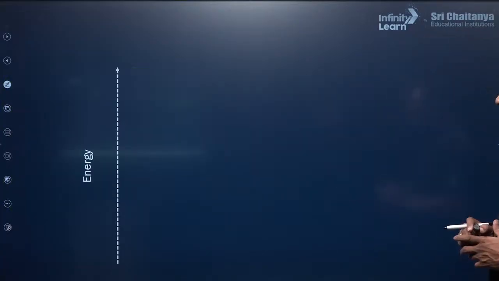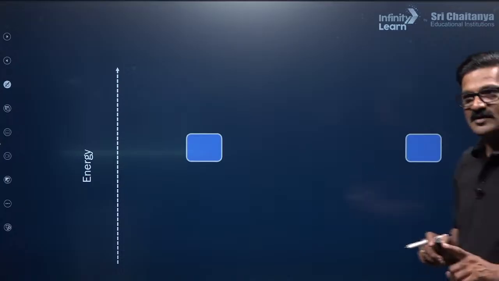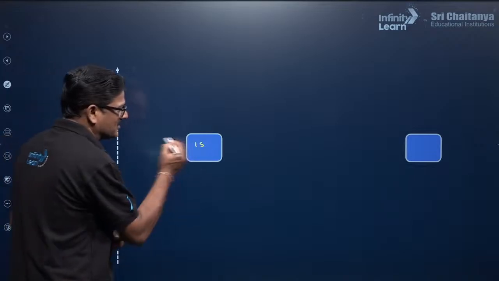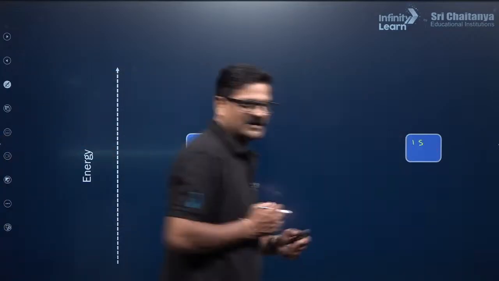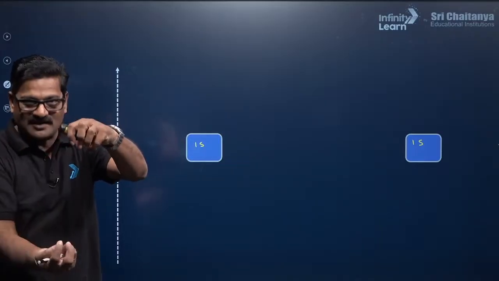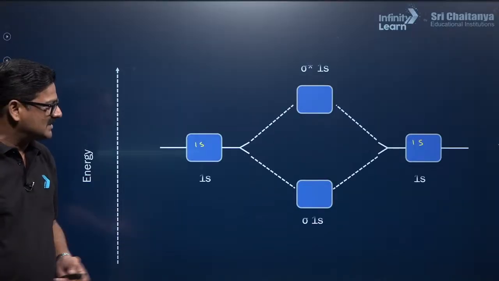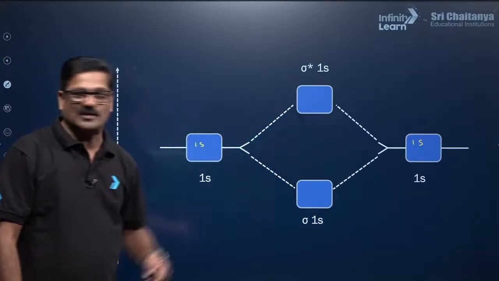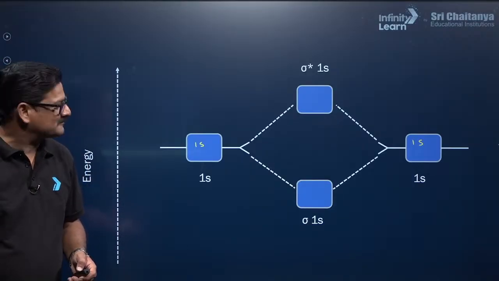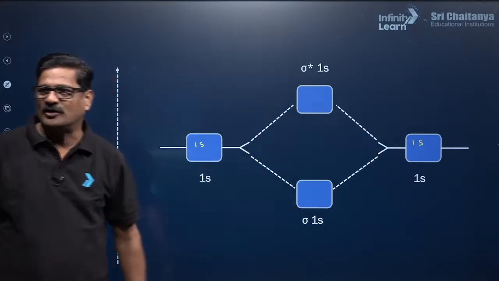Now you can see energy level diagrams. This is the energy scale. If 1s orbital and 1s orbital combine, this is your 1s orbital and this is your 1s orbital. So 1s and 1s combine to give rise to sigma 1s and sigma star 1s. I want to say it is going to give you sigma 1s and sigma star 1s, right? So it is very, very important, clear? And whatever number of electrons there are, you have to identify according to the Hund's rule.